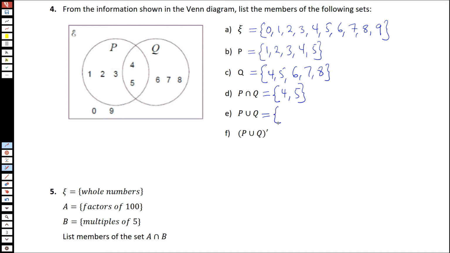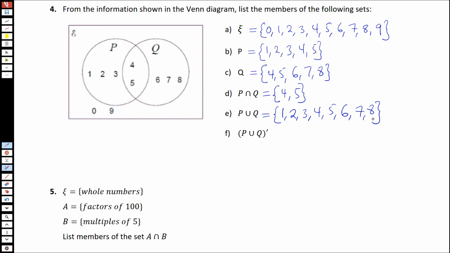And then if we list everything that's contained in P and Q, that will be just everything in these two circles. So that will be 1, 2, 3, 4, 5, 6, 7, and 8.